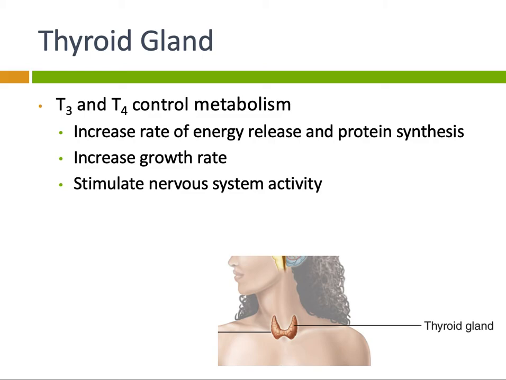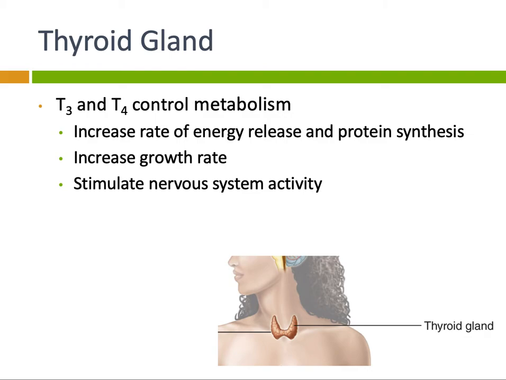So on one end, you have fatigue. On the other end, you have overstimulation of the nervous system. On one side, you have unexpected weight gain. On the other side, unexpected weight loss. And you can see how those have to do with these hormones because of the role that T3 and T4 play in metabolism as well as in nervous system activity.